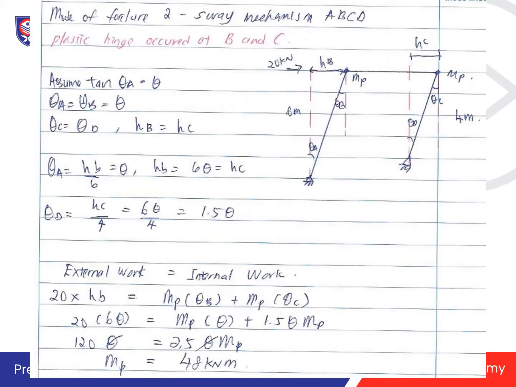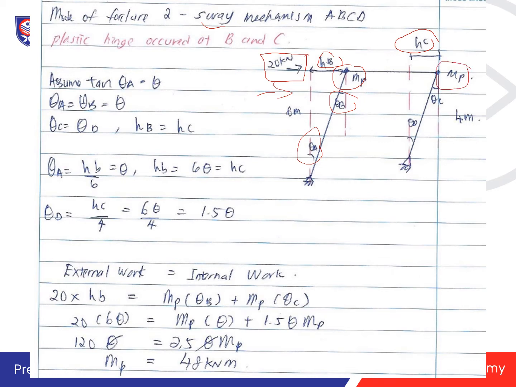Okay, and then mode of failure 2 caused by the sway from this 20 kilonewtons horizontal force. So this horizontal force, when you apply on the portal frame, it will cause it to move to the right. So you will have a theta A, and then here you will have a theta B, and then here you will have a MP. Because it's moved here, you have a HB and you will have a HC. HB and HC here, and then this is another hinge.